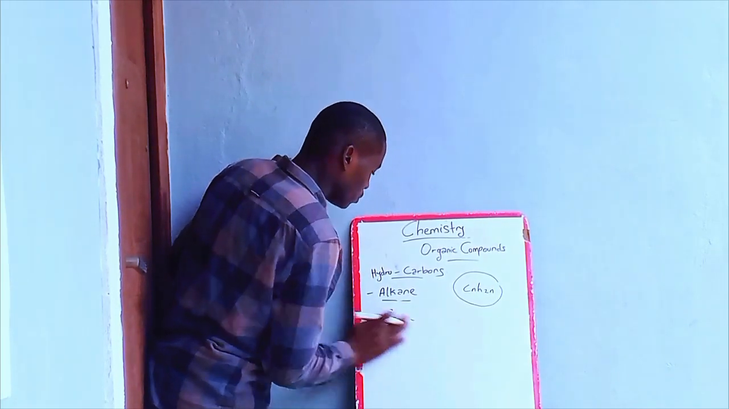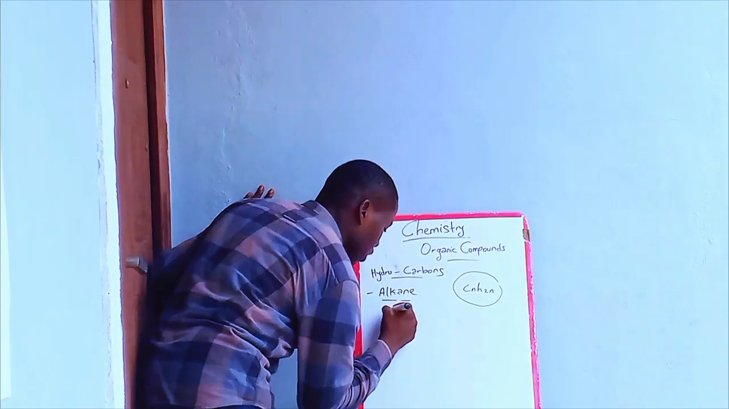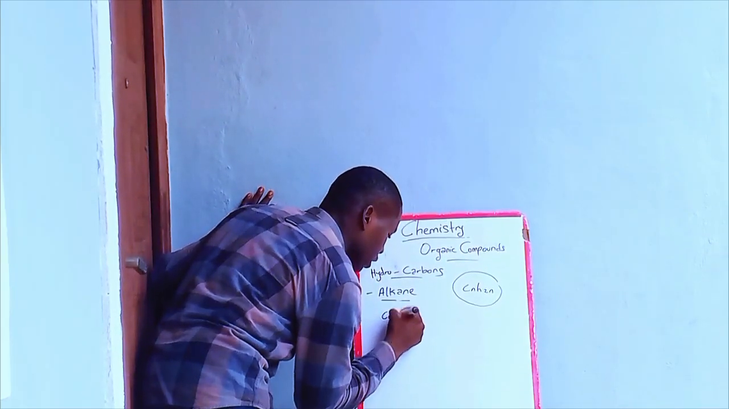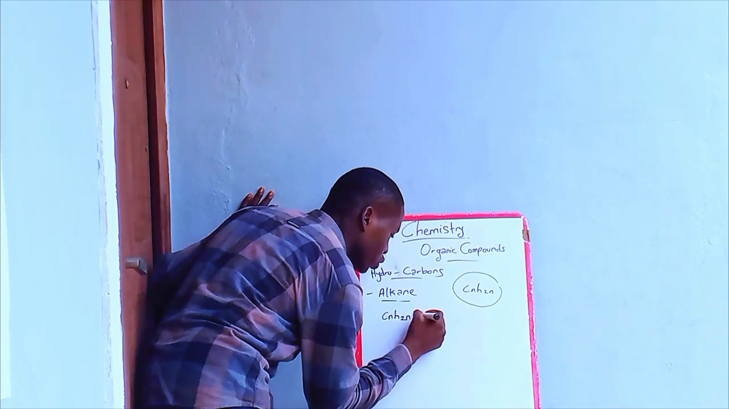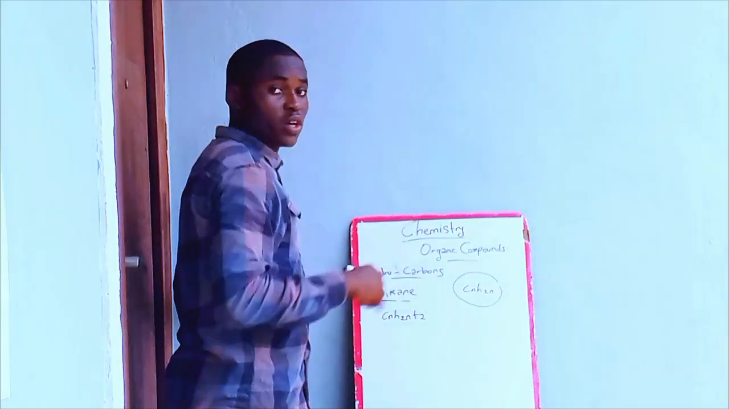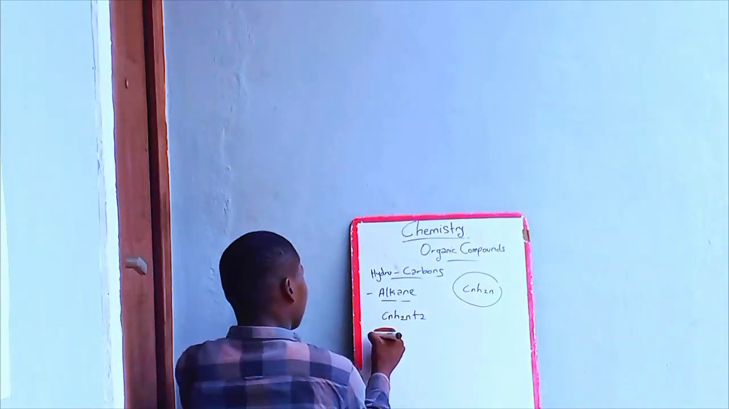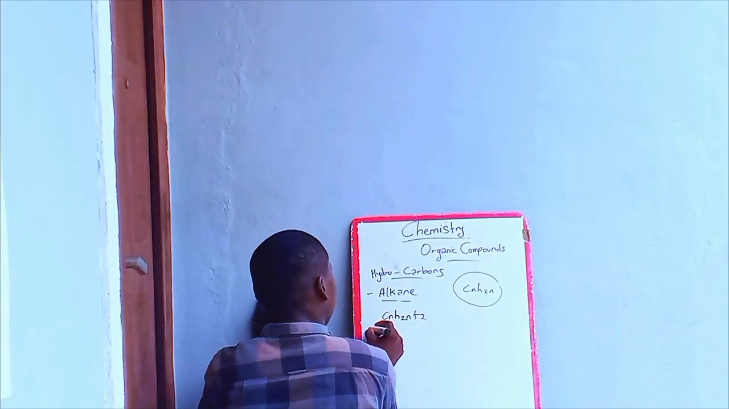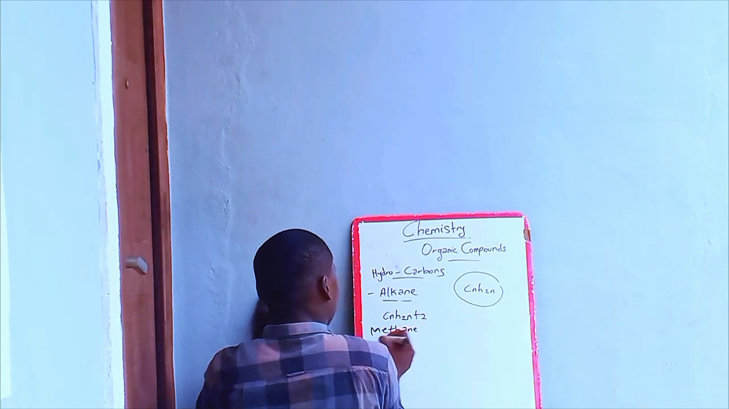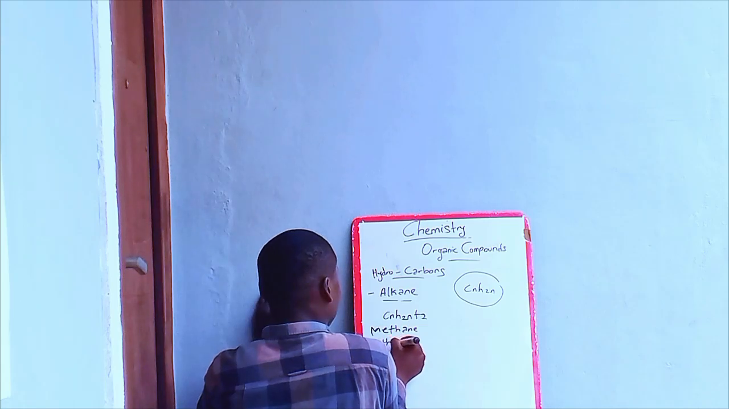Now, the general molecular formula for alkanes is CnH2n+2, and we have different members in the alkane family. Let's look at some of them. We have methane, which is the first member, and ethane.